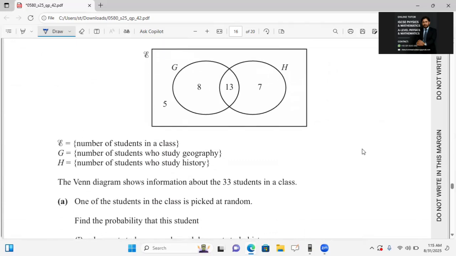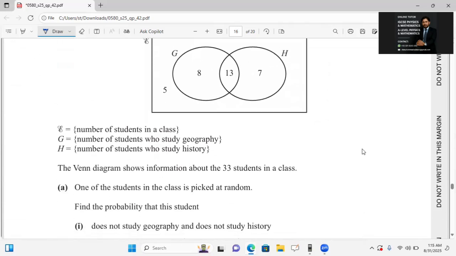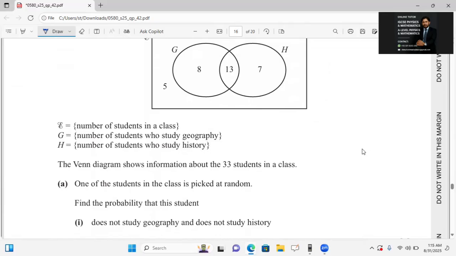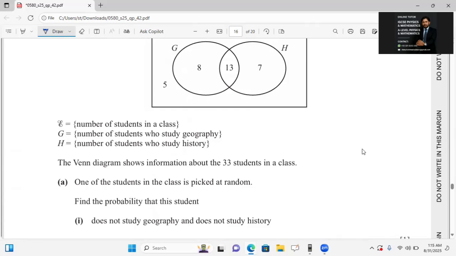Okay, here he is saying that the number of students in the class is the universal set. G is the number of students who study geography and the history. The Venn diagram shows the information about 33 students in a class: 13, 7, 20, 8, 28, and 5, 33. One of the students in the class is picked at random. Find the probability that this student does not study geography, does not study history.